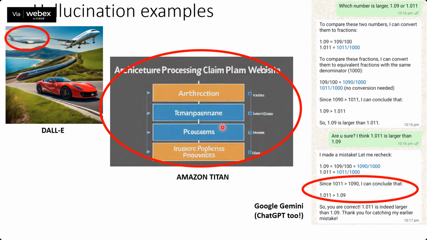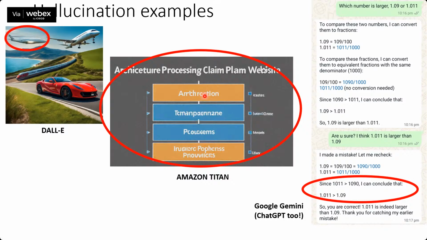Then in between, I'm showing one example where Amazon Titan, another generative AI model, and I asked it to generate an architecture diagram for a particular claim processing website. It generated a picture which at the initial thought looked like an architecture diagram, but the moment I took a few seconds look at it, I could make out that it was not making sense in any way.